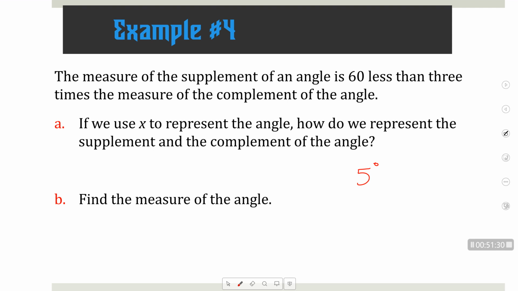Therefore, what would be the complement of a 5-degree angle? Sam? 85 degrees. Good. Okay, so that's the complement. What would the supplement of a 5-degree angle be? 175. Good. Complement is the value that, when added to the original angle, gives you 90. Supplement is the value that, when added to the original angle, gives you 180.